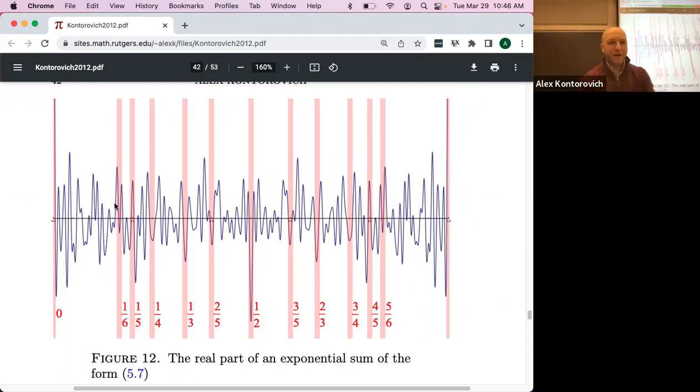And so what I tried to highlight here in red are exactly the places that are very close to rational numbers with small denominators. That's where there are spikes. And that's what's supposed to be the major arcs. Oh, I see. And in between these major arcs is supposed to be random angles. And those random angles are supposed to have lots of cancellation.